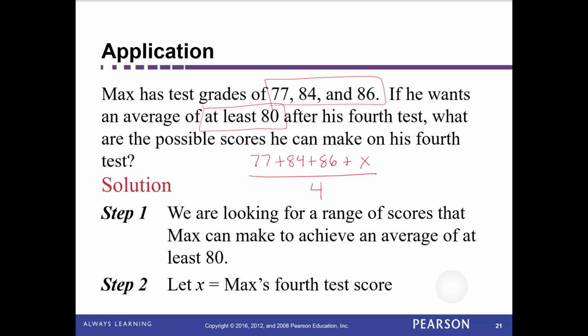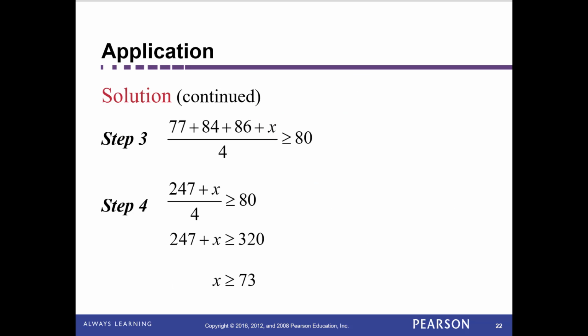And Max wants an average to be greater than or equal to 80. That's what Max wants his test average to be. So we've got our equation for our inequality. Let's go to the next slide. So look at that. They did the exact same thing there. So they've got that inequality equation.